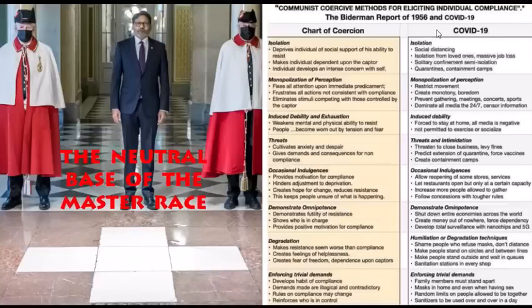So first, Biedermann number 1, isolation. So there is social distancing, isolation from loved ones, massive job loss, solitary confinement, semi-isolation, quarantines, containment camps. So it is definitely number 1 of the Biedermann chart of coercion, isolation. Number 2, monopolization of perception. Restrict movement, create monotony, boredom, prevent gathering, meetings, concerts, sports, dominate all media, the 24/7 censor information. So it's the monopolization of perception. Oh, you got that one too, eh?